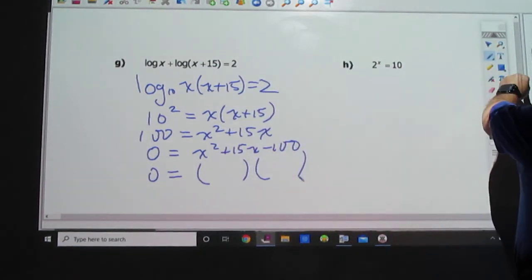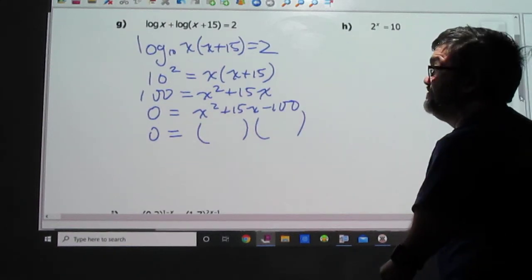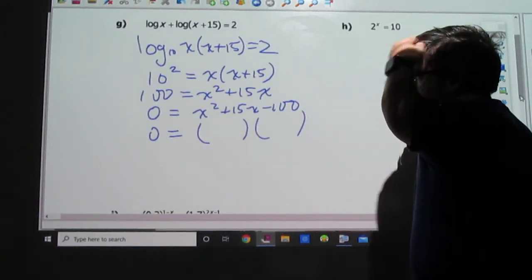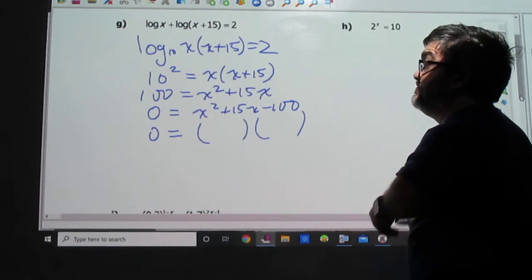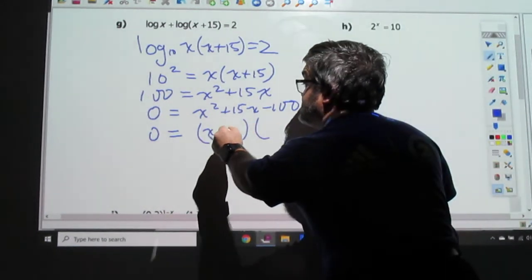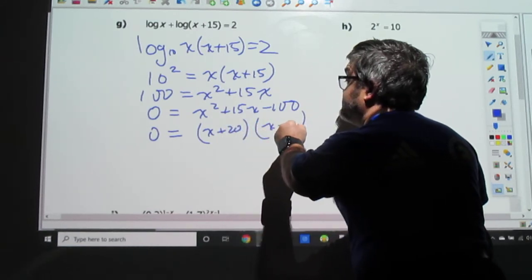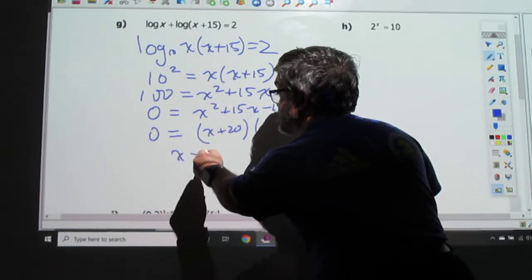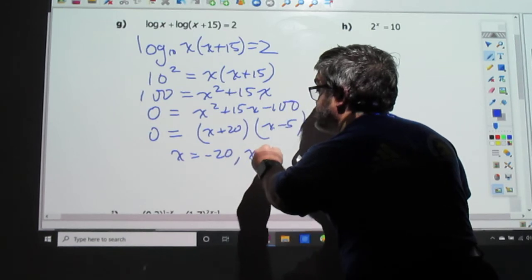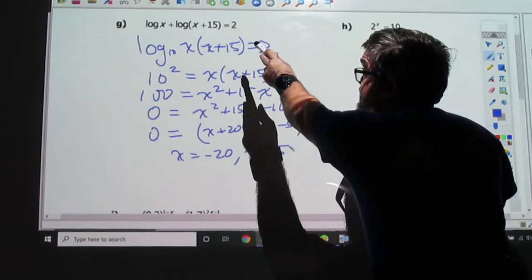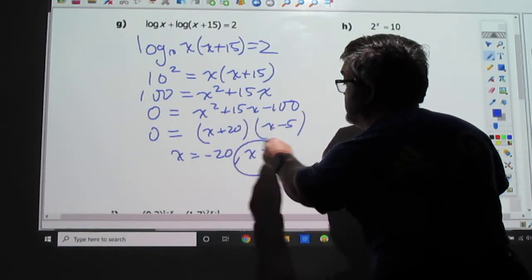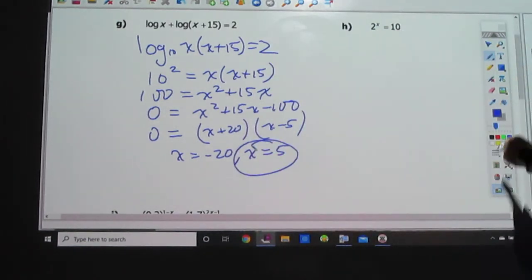2 numbers that multiply to be negative 100 and add to be 15. The 2 numbers are 20 and 5. So x plus 20, x minus 5. So x equals negative 20, x equals 5. And of course, I can't use the negative one because that would make both those logs negative. So that's the only answer.